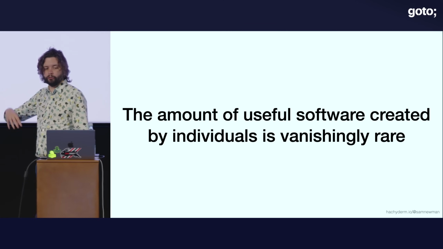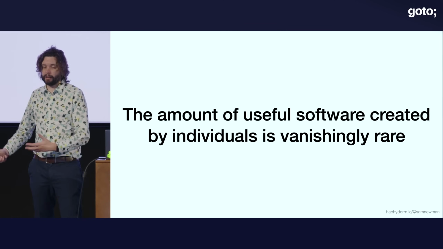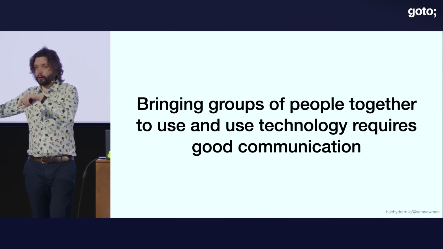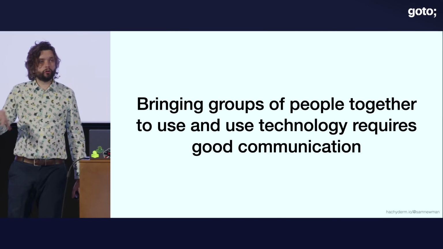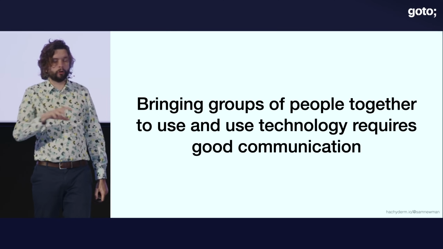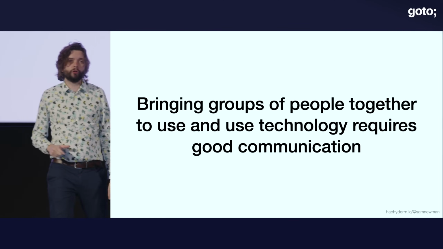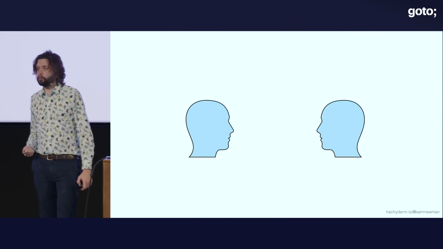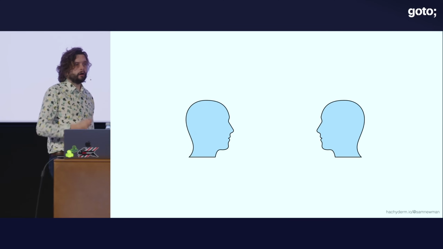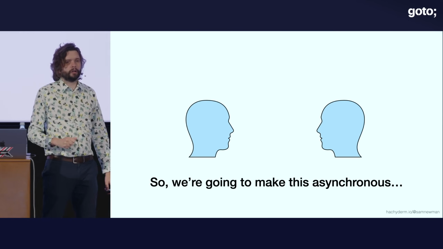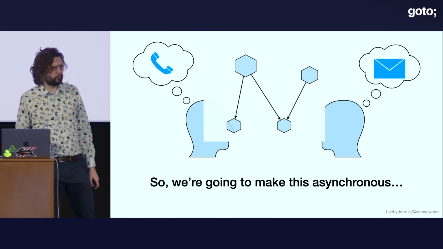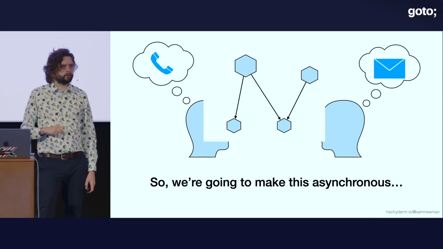People come together to build software. That's what happens. Bringing people together to work on a problem requires good communication. If those people can't work together, it doesn't matter how good the technology is, it's going to fall apart. When you've got two people trying to have a conversation about, we're going to make this asynchronous, and if you've got two very different views of the world, how well is that going to turn out for you?